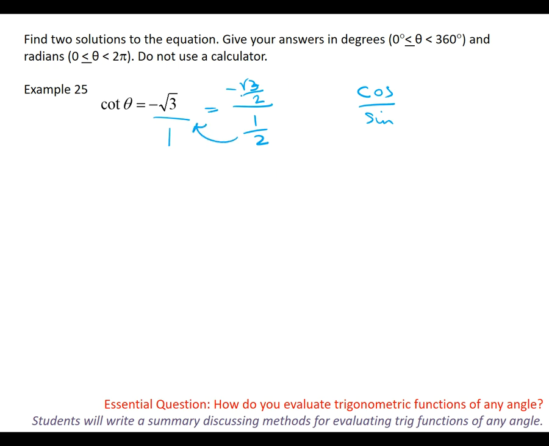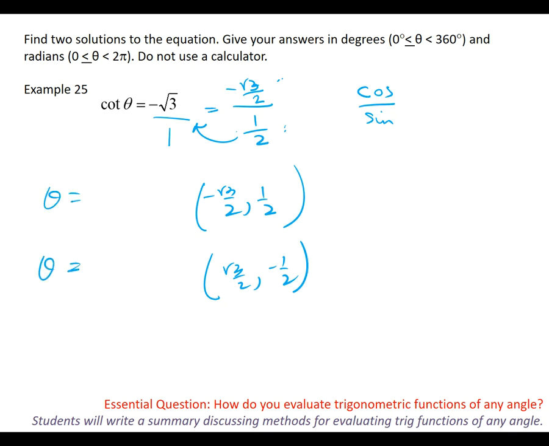Ooh, but does the negative have to go on the top? Could the negative be on the bottom? Yeah, so what I am looking for is negative square root of 3 over 2, 1/2, right? Because this is my x and this is my y, because it's cosine over sine. Or I am looking at square root of 3 over 2, negative 1/2. Those two specific points. So find those two. Write it down. Everybody write down both the degrees and the radians.